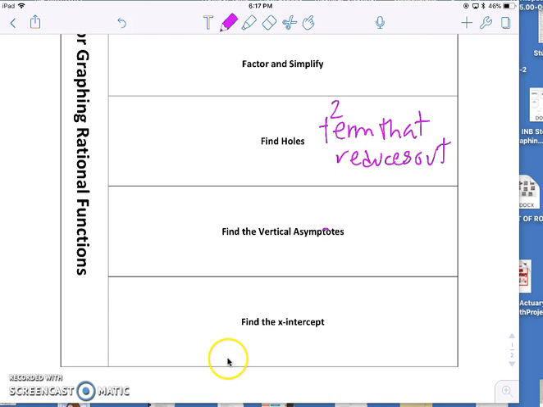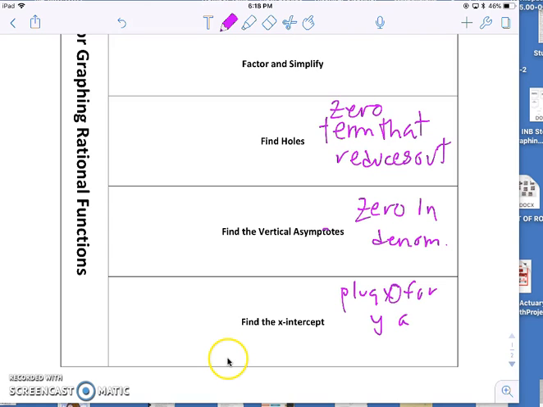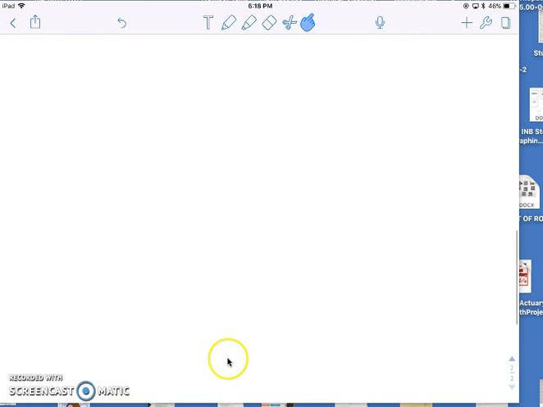And so it's the 0 in the term. Verticals are zeros in the denominator. And then the x-intercept, you just plug in 0 for y and solve. So we're going to take a look at a couple of these and see if we can identify this stuff.